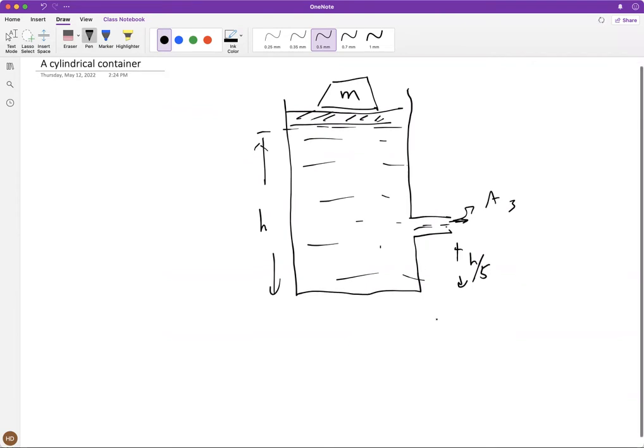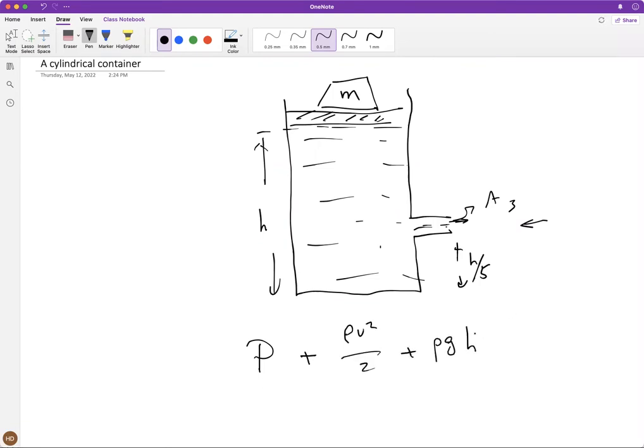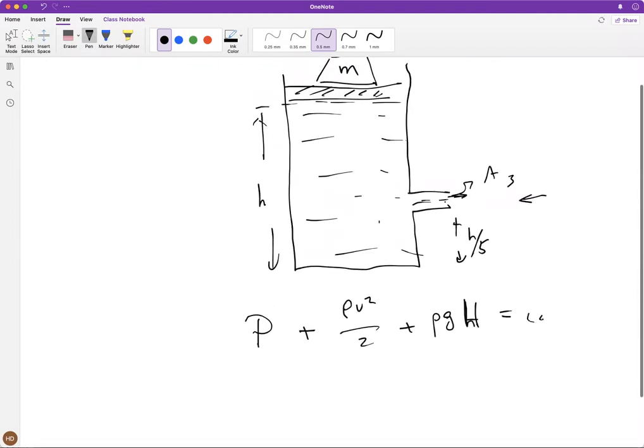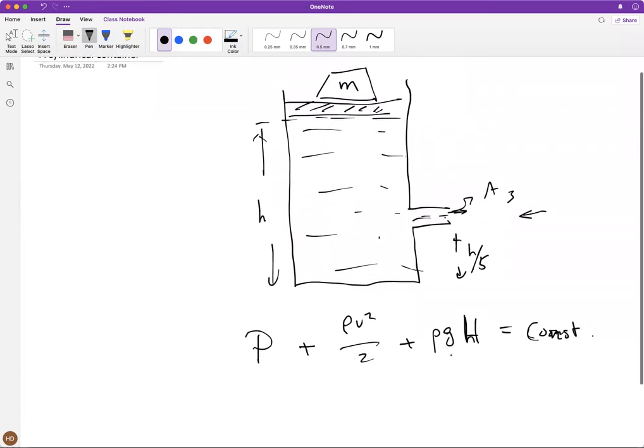Well, I think one way we can solve this is to make use of Bernoulli's law, right, which says the pressure at this point, let's say the pressure at this point, P, plus, in other words, according to Bernoulli's law, the pressure P plus rho V squared over 2 plus rho g h must be a constant, right? Now at the top, you don't have speed and you have a height.